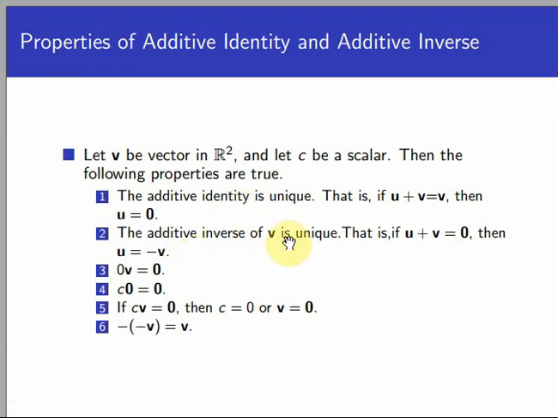The additive inverse of v is unique, that is, u plus v is equal to 0. Let's say v is equal to (1, 2). Let's say u is the additive inverse, so u plus v is equal to what?